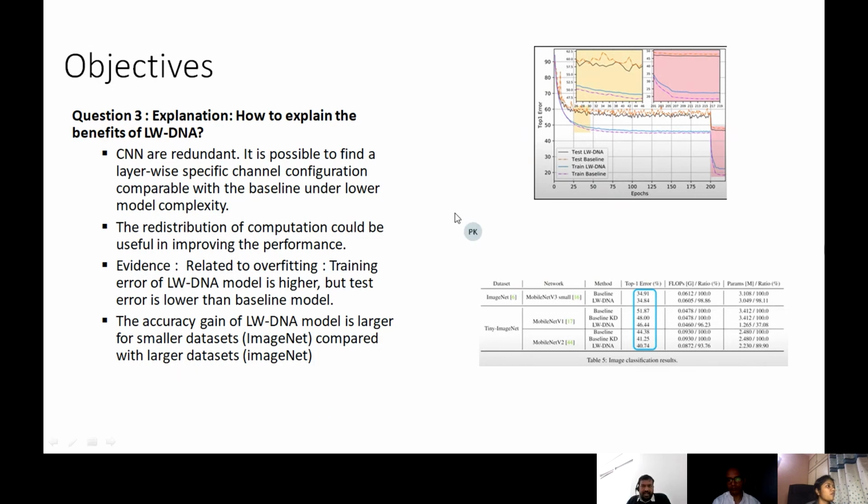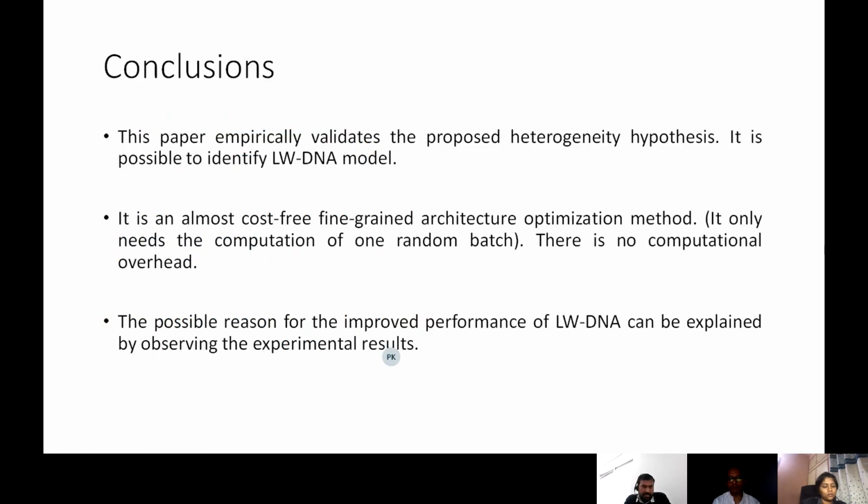The two pieces of evidence that we can see here are for ImageNet and for the tiny image set data, we always have higher accuracy for the LWDNA model, and there's a lower error rate here. And in this case, we can also see that it has less overfitting. That is, the training accuracy is also reduced, but the test accuracy goes up. So this achieves lower overfitting in the model.